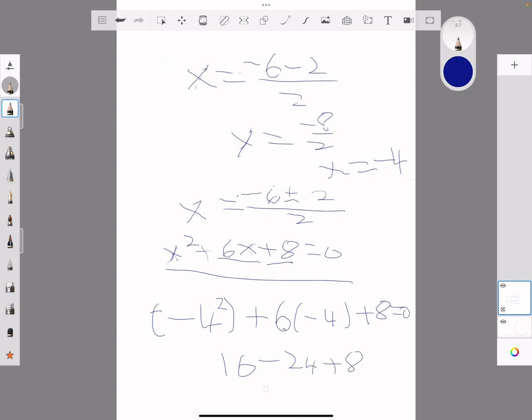So we just simplified this. 6 times -4 is -24, and then -4 squared is going to be 16. But now this becomes a negative, so this is how it became. And then plus 8. First we're going to solve 16 minus 20, which is -8, and then plus 8 is going to be 0. So then there are multiple solutions to quadratic equations.